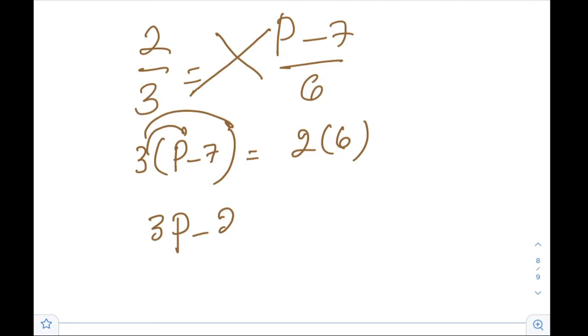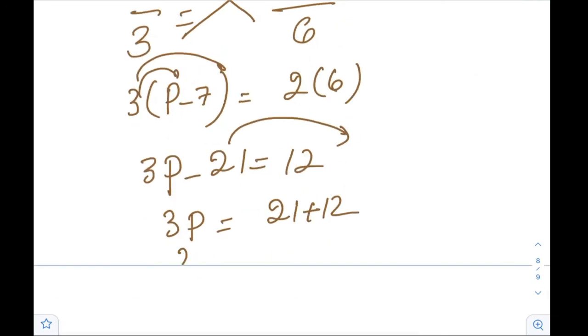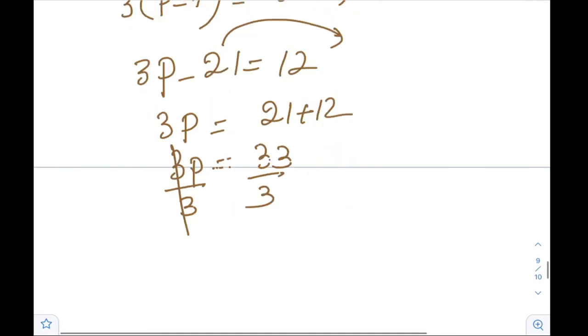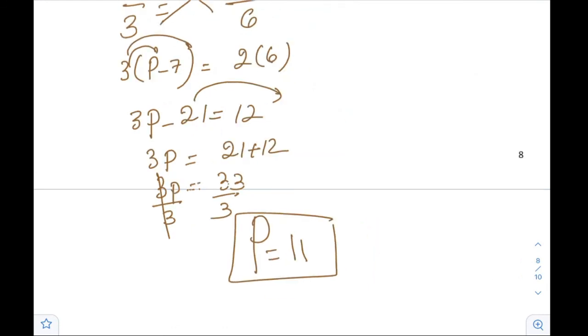3p minus 21 is 12. Take this there. So 3p is 33. Divide by 3. So p is 11. You can check and you will find the same slope.